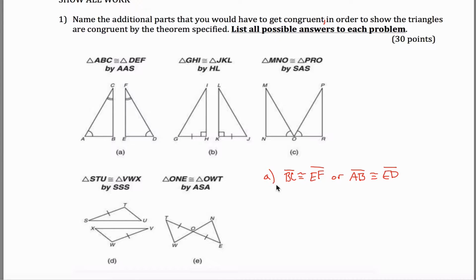If I am given either of those pieces of information, either that this is the same length as this, or that this is the same length as this, then I can say that these two triangles are congruent by this specified theorem, angle, angle, side.